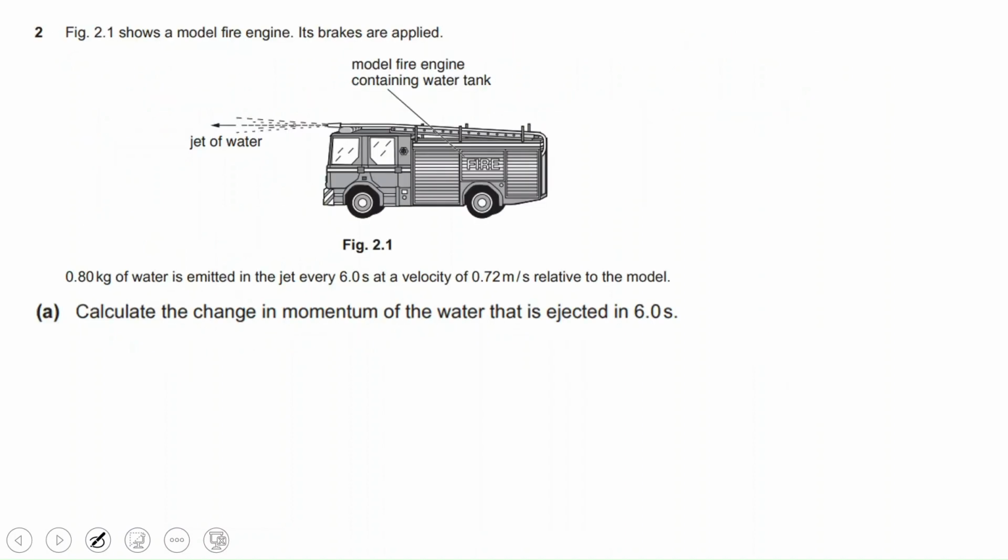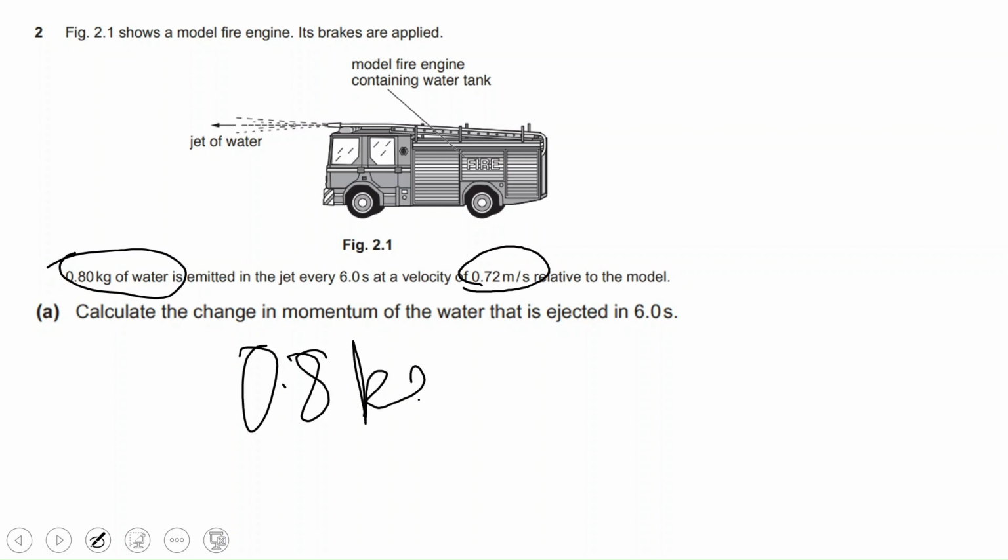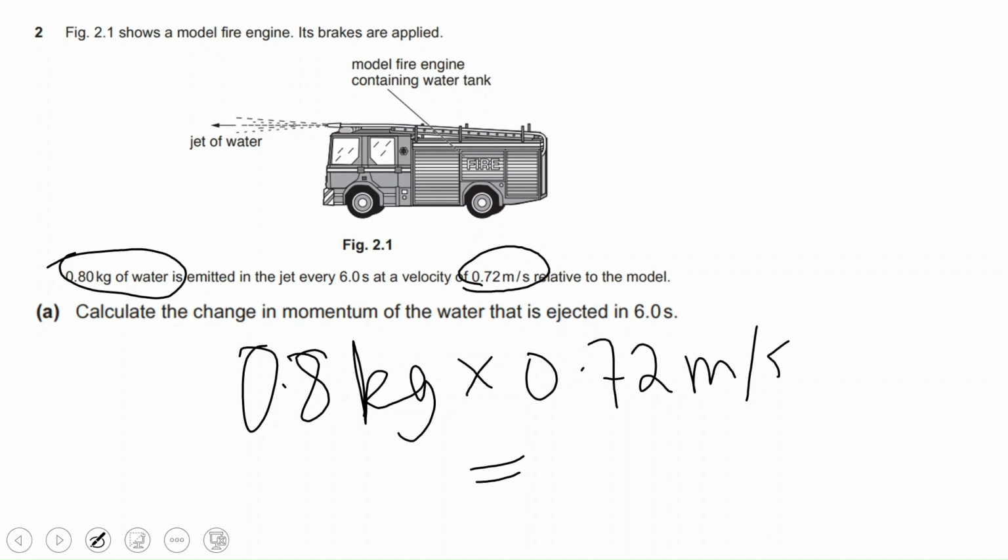So now let's get to some theory questions. Okay, so 0.8 kilograms of water is emitted in the jet every 6 seconds at a velocity of 0.72 meters per second relative to the model. Calculate the change in momentum of the water that is ejected in 6 seconds. So in 6 seconds, the mass of water that is emitted is 0.8 kg, and the velocity at which it is emitted is 0.72 meters per second. So the momentum is going to be simply the product of that. So it's going to be 0.8 kg into 0.72 meters per second. So that's going to be the answer for the change in momentum, because the initial momentum is stationary.